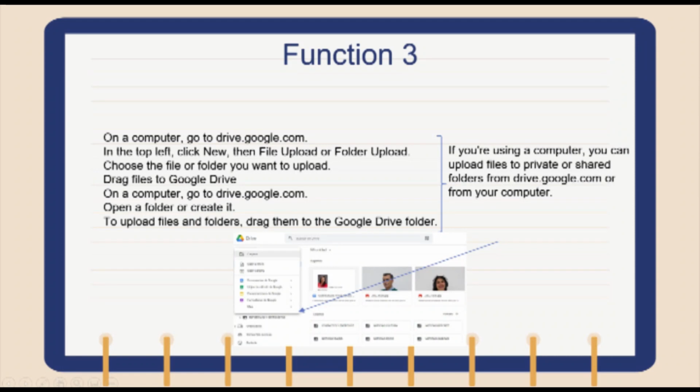Function 3. On a computer, go to drive.google.com. In the top left, click New, then File Upload or Folder Upload. Choose the file or folder you want to upload. Drag files to Google Drive. On a computer, go to drive.google.com. Open a folder or create it. To upload files and folders, drag them to the Google Drive folder. If you're using a computer, you can upload files to private or shared folders from drive.google.com or from your computer.